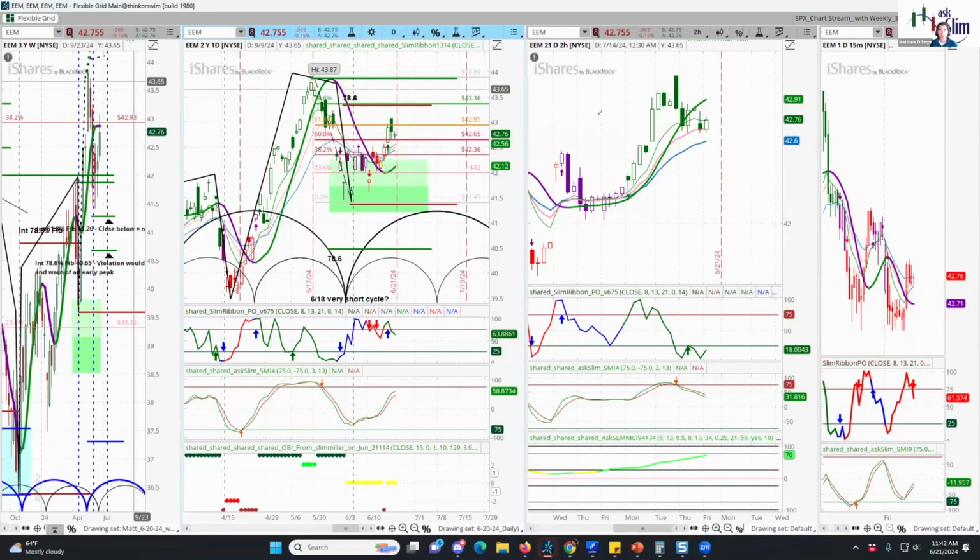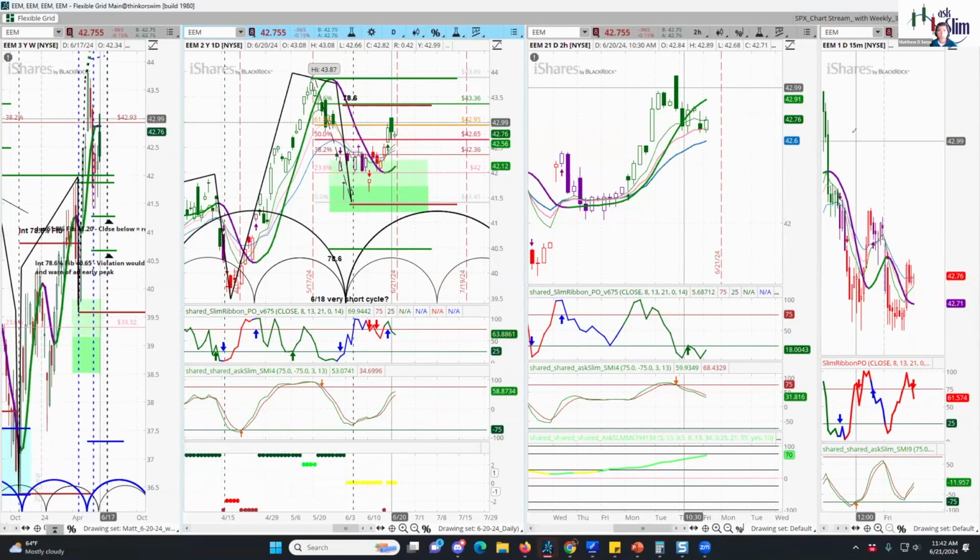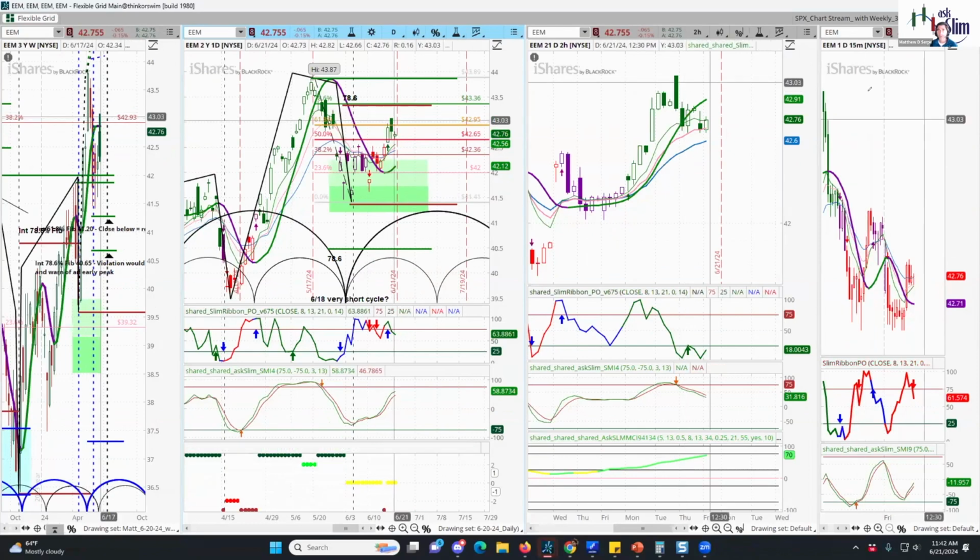Okay, so I'm on our multiple time frame. We call this our raw chart streams grid. And from left to right, there's the weekly, daily, 2 hour, and 15 minute. And as I said, I'm going to talk through the signals from most sensitive to least sensitive in terms of what may be suggesting that the next advance is likely underway.